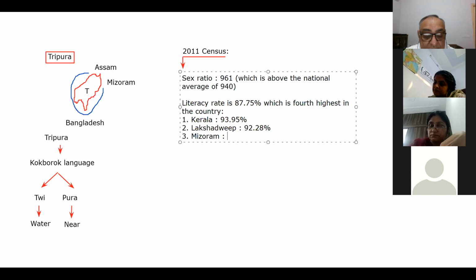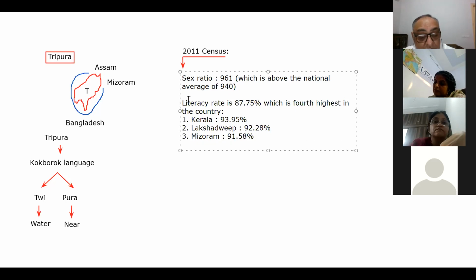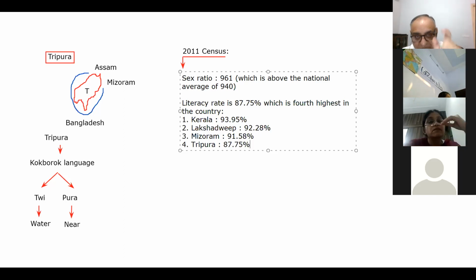The third highest literacy rate is Mizoram, which is 91.58%. And the fourth highest literacy rate is Tripura, which is 87.75%, as I have just told you. So it is the fourth highest in terms of literacy in the country.